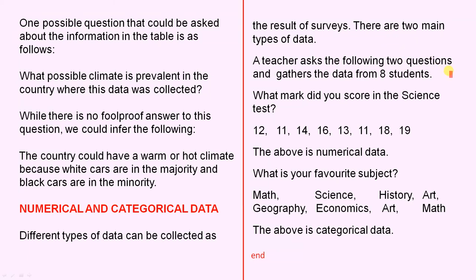A teacher asks the following 2 questions and gathers the data from 8 students. What mark did you score in the science test? So for that particular question, we get 8 different marks. The above is numerical data. The next question, what is your favourite subject? And we have those 8 answers. The above is categorical data.